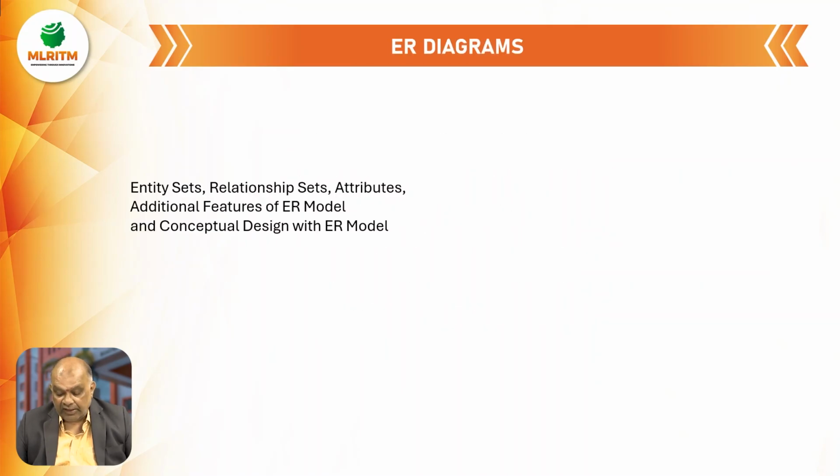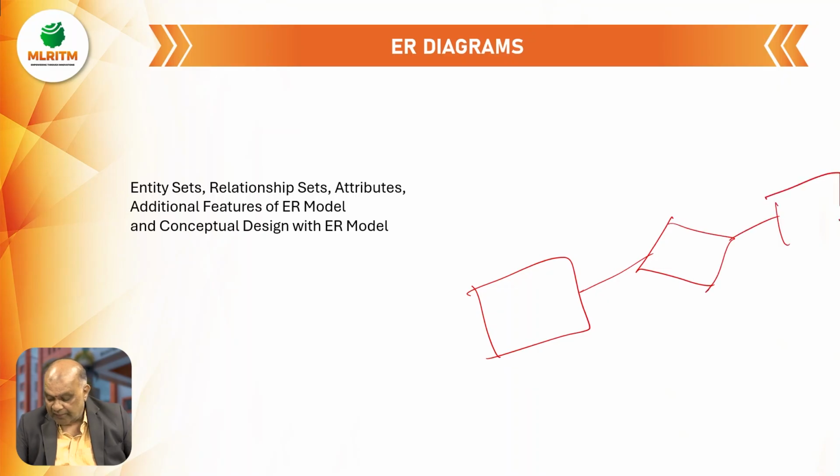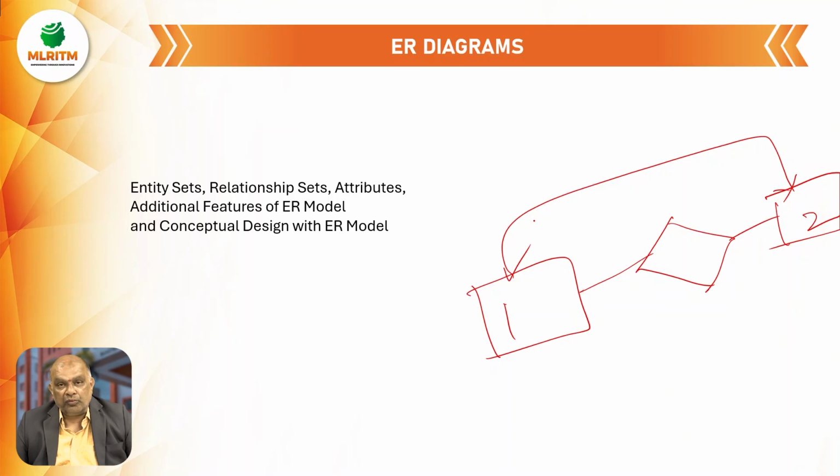So what is an entity set, relationship set and attribute? Suppose we have a relation between two entities: this is entity 1 and this is entity 2. If all the attributes of entity 1 and entity 2 participate in the relation, then that is called a strong entity, as I told in the last discussion, and also the entity set.